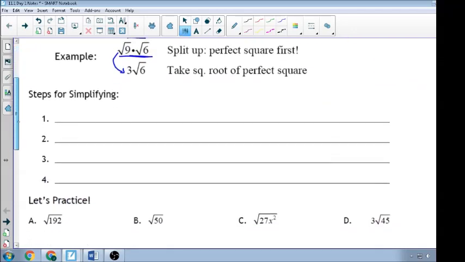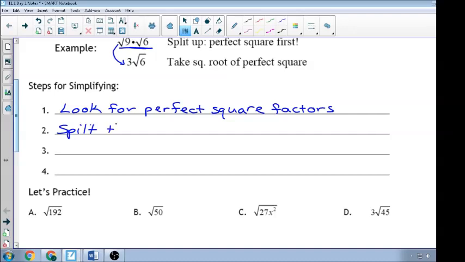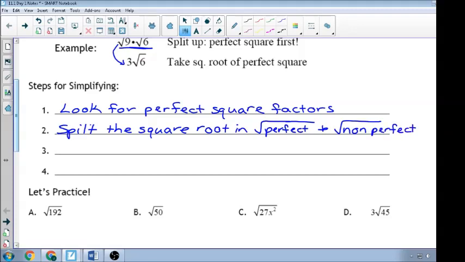So let's go ahead and make a list of the steps that we are going to use. Step 1, we're going to look for perfect square factors of our number. You can use a factor tree in order to do so if you feel like you need to. Then we're going to split the square root into the square root of the perfect square and the square root of the non-perfect square. So we're going to split it into a perfect square factor and a non-perfect square factor. How you figure that out is you take your overall number and divide it by the perfect square factor.